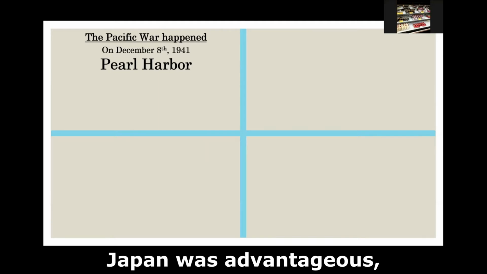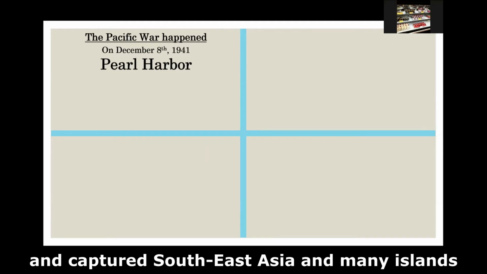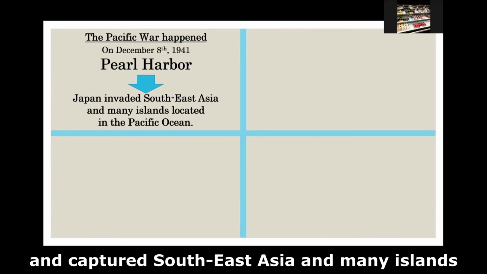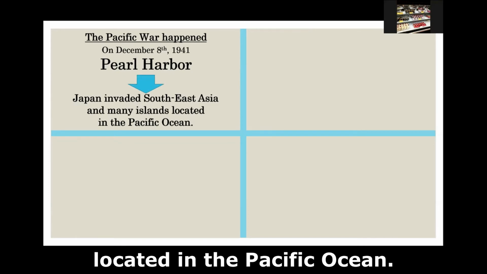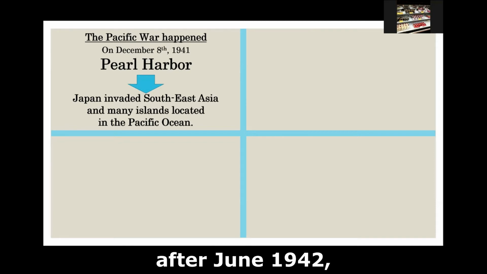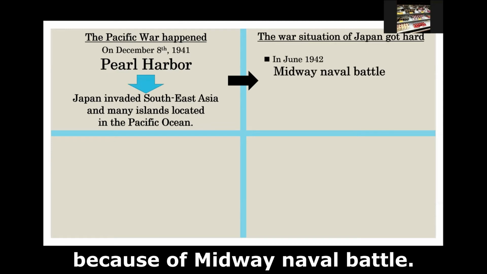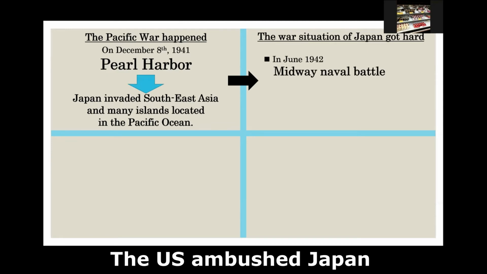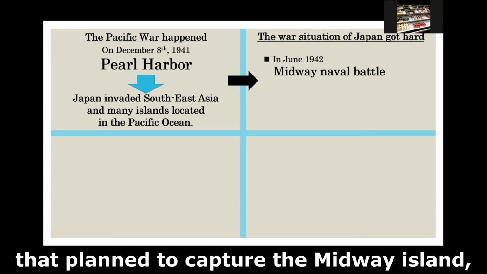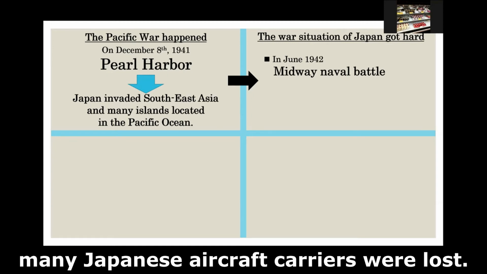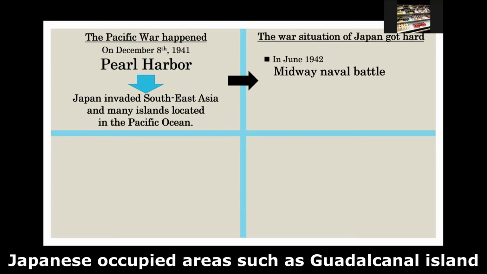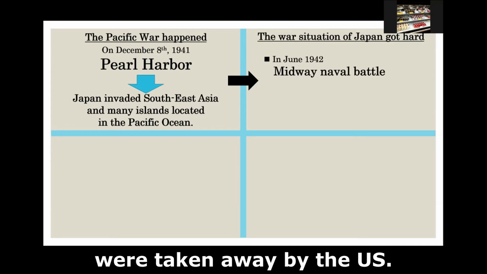In the beginning, Japan was advantageous and captured Southeast Asia and many islands located in the Pacific Ocean. However, after June 1942, the war situation reversed and got hard because of the Battle of Midway. The US ambushed Japan, which planned to capture Midway Island, and many Japanese aircraft carriers were lost.